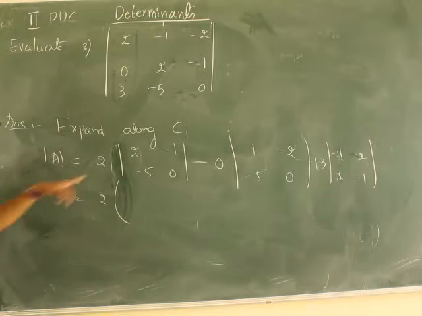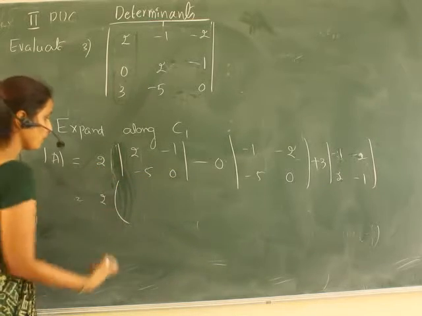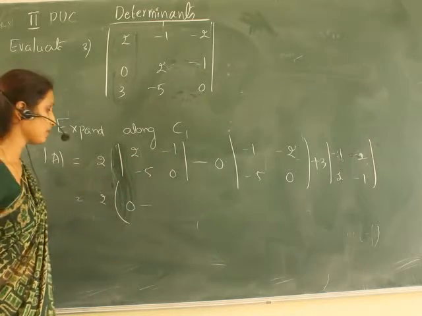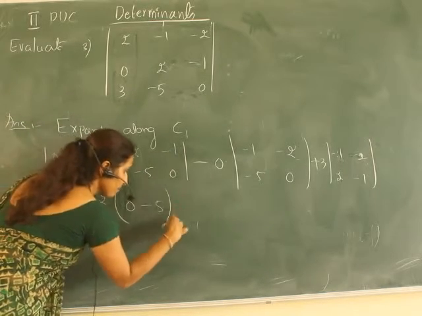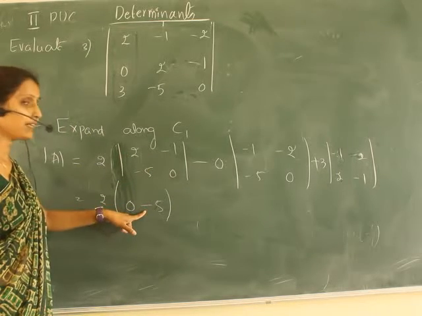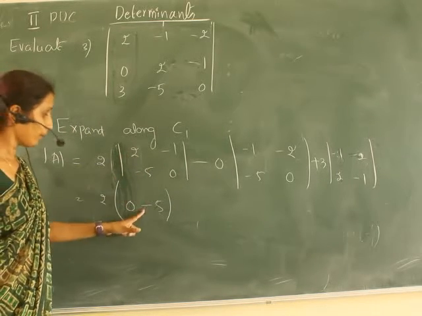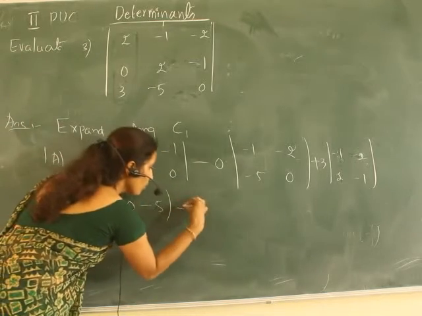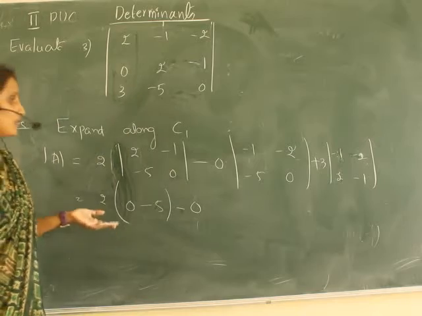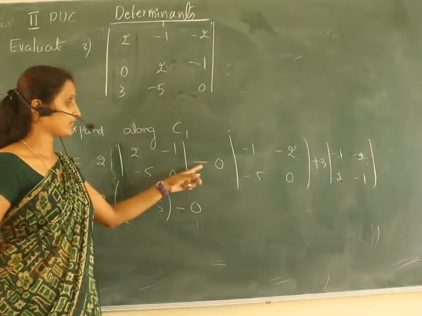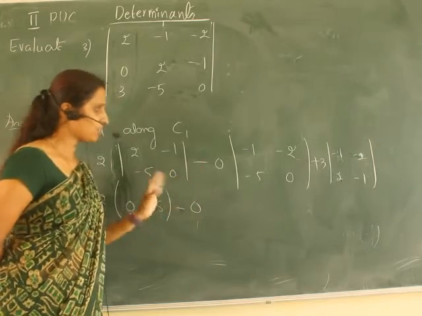2 into 0 is 0, minus 5 into minus 1 is plus 5. This minus is not from the minus 1 into minus 5; it is from the determinant itself. So 0 minus 5 into minus 1 is plus 5. Then minus 0 into 0, minus 0. Since it takes the second position in the expansion, it is negative. So write just minus 0.